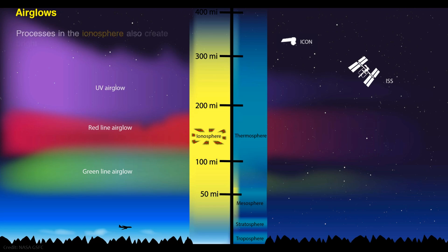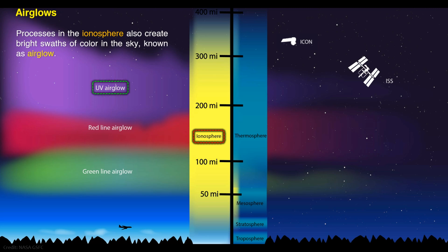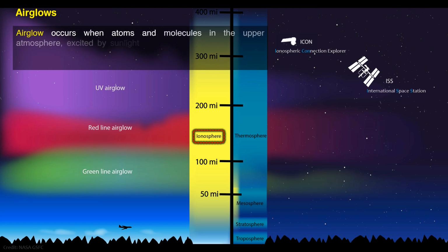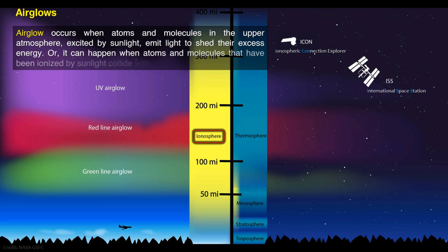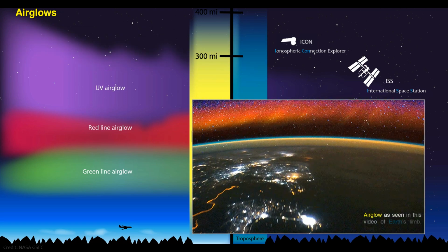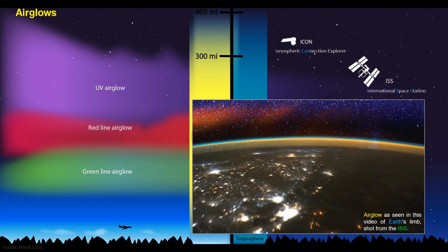Processes in the ionosphere also create bright swaths of color in the sky, known as airglow. UV airglow. Red line airglow. Green line airglow. Airglow occurs when atoms and molecules in the upper atmosphere, excited by sunlight, emit light to shed their excess energy. Or, it can happen when atoms and molecules that have been ionized by sunlight collide with and capture a free electron. Airglow as seen in this video of Earth's limb, shot from the ISS.